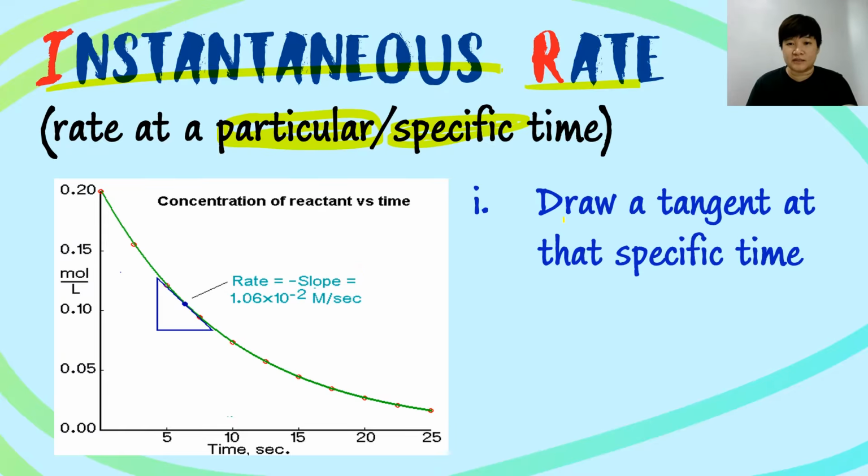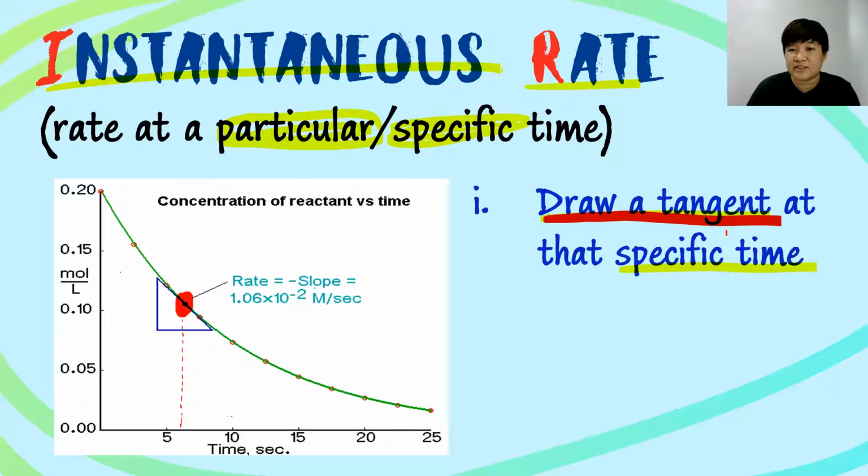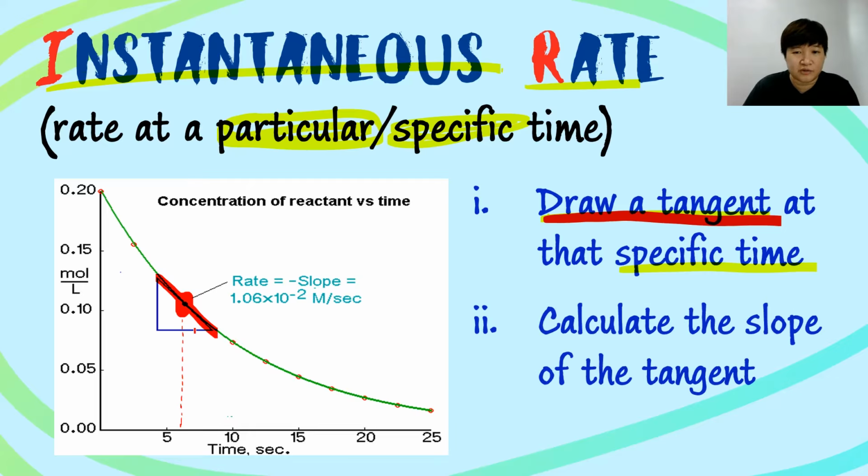One simple step is to identify and draw a tangent at that specific time. So this is my specific time, this is the time that we have. And what we are going to do is draw a tangent over it. Drawing a tangent means you're going to draw a triangle over the time. And what are you going to do after you have a tangent? Simple, guys. You're going to calculate the slope of the tangent.